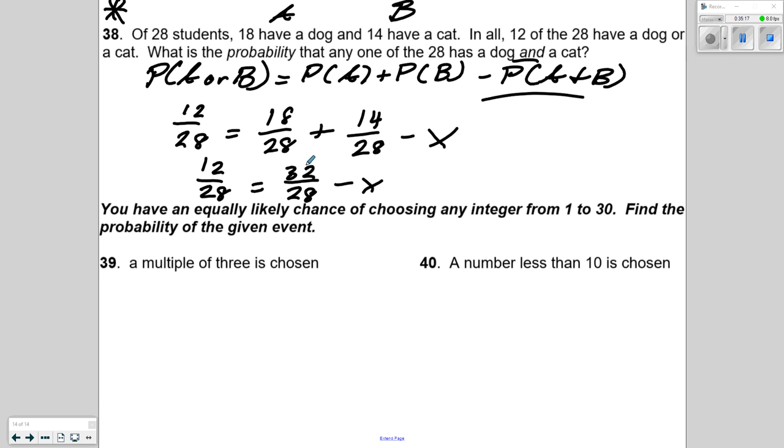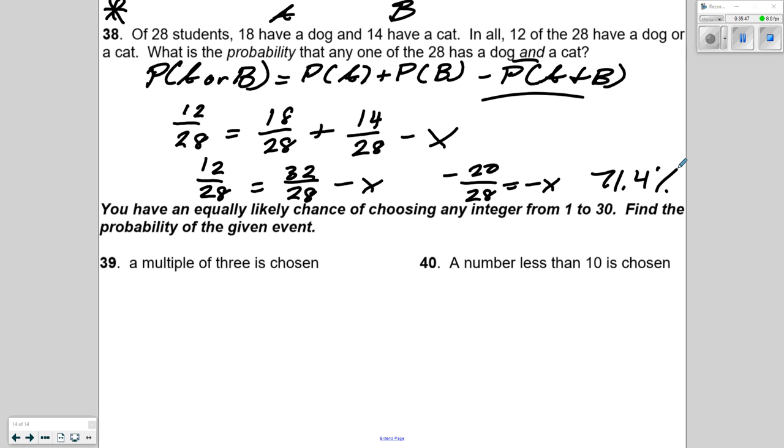This can happen for overlapping events, that it's greater than the total, but once again, like I said before, this is not very realistic. All right, so if we subtract 32 28ths from 12 28ths, we get negative 20 28ths. So x is actually positive 20 over 28, and if we type that out in our calculator and write down the percent, we get 71.4%.